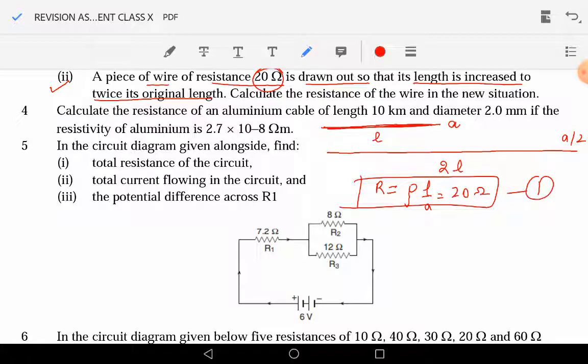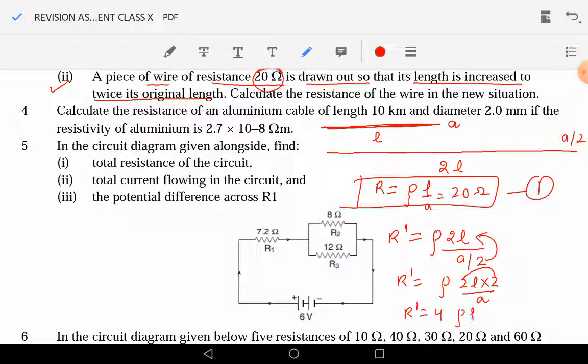Let us mark this as 1. Now once the wire is drawn out so that its length is twice of its original length, let the new resistance be R dash. Since the wire is the same, rho remains rho. Now length is double because it is increased to twice its original length, and now the area will reduce to half. We will rearrange this. The new equation becomes rho 2L into 2 upon A. This A by 2 goes into the numerator, and 2 into 2 is 4, so we will take out this 4 in front and it becomes rho L by A.